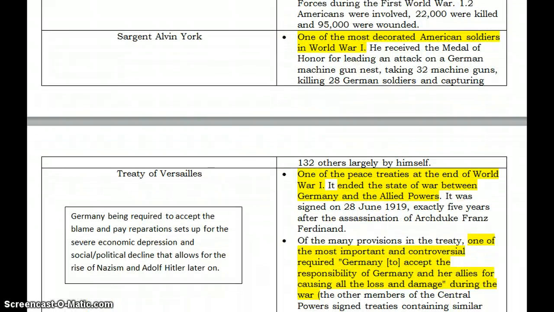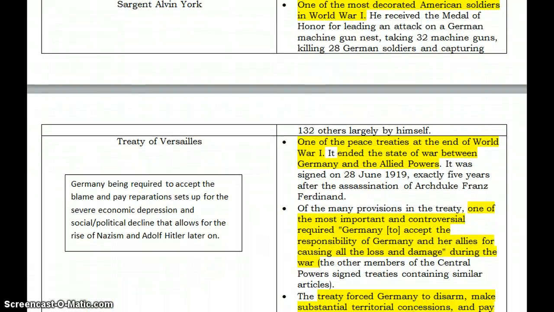Okay. For the Treaty of Versailles, please note I said that Germany was being required to accept the blame and pay reparations, set up for the severe economic depression and social political decline that allows for the rise of Nazism and Adolf Hitler later on.